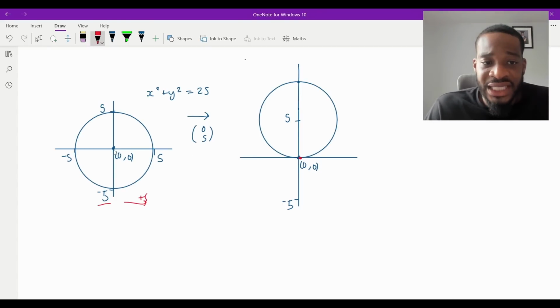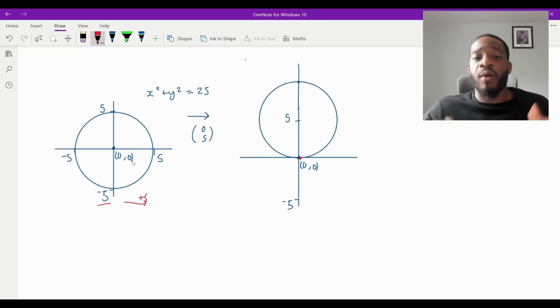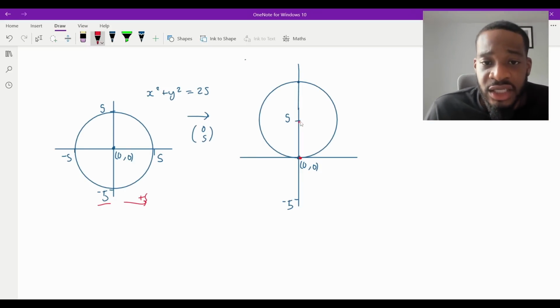Now, the center was at 0, 0. Remember, we're moving it vertically upwards by 5 units. So the new center is going to be over here at 0, 5. And then the highest point here, which was at 0, 5, we're going to add 5 onto that. So it will now be at 0, 10.